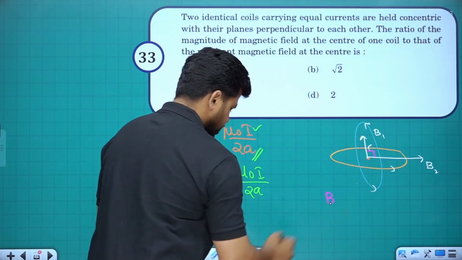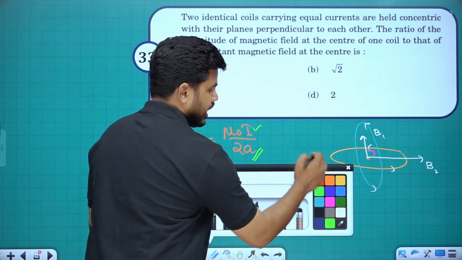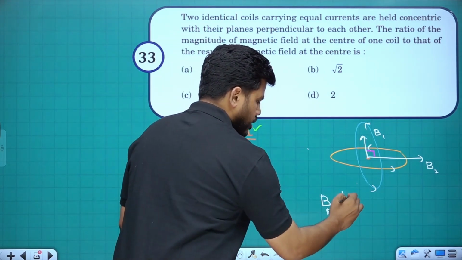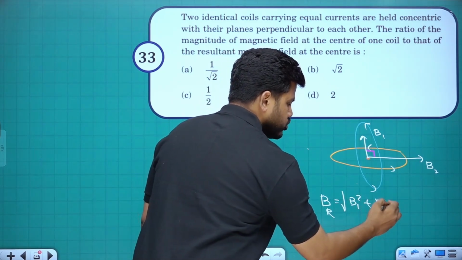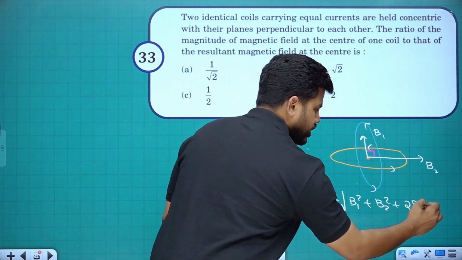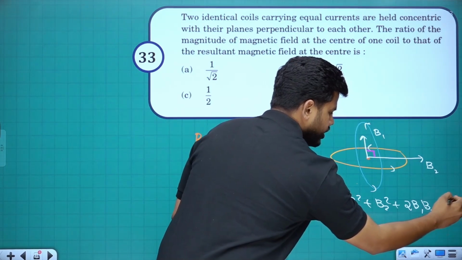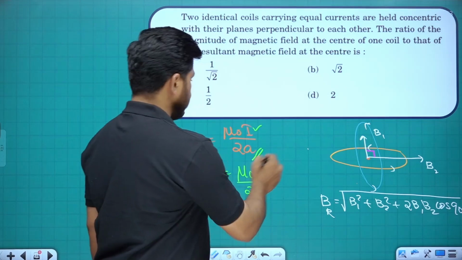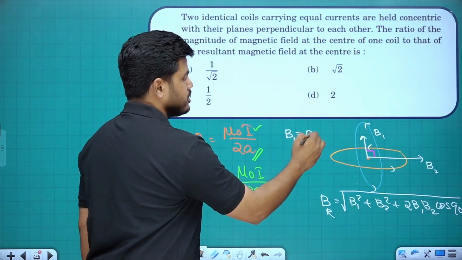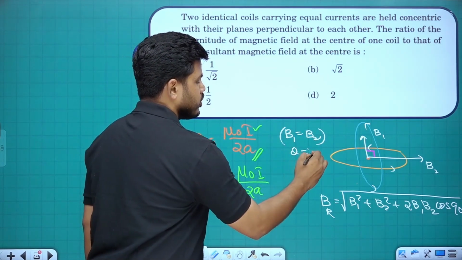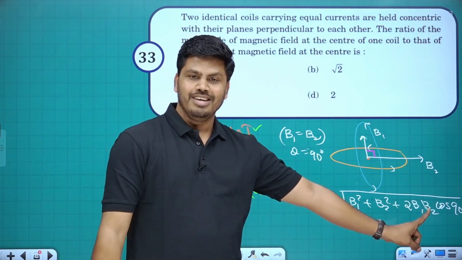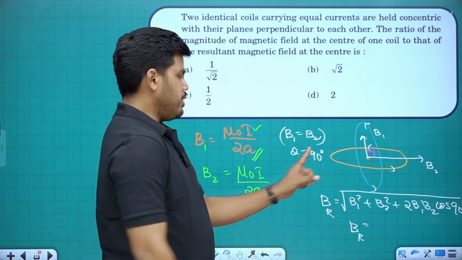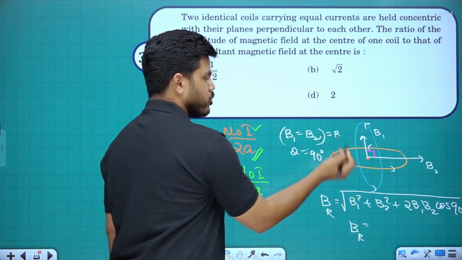How will you find the resultant? Resultant of two magnetic fields B_R is going to be equal to root of B1 square plus B2 square plus 2 B1 B2 cos theta. Here it is cos 90. That term will be 0. Not only that, we know B1 and B2 are equal in magnitude. B1 is equal to B2, theta is equal to 90 degrees. That is what we have to apply here. Then what will you get? The resultant is going to be equal to just B1 is equal to B2 is equal to B. That is what I am going for.